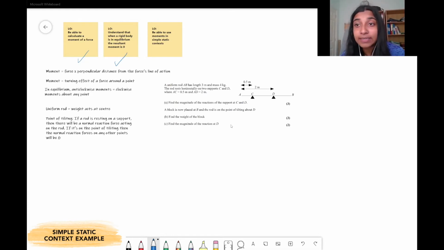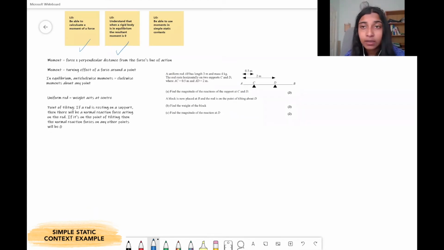Feel free to attempt it yourself if you want to. So we have a uniform rod AB of length 3 meters and mass 4 kilograms. The rod rests horizontally on 2 supports C and D, where AC equals 0.5 meters and AD equals 2 meters. So the first thing we want to do is find the magnitude of the reactions on the support at C and D. So if we start with part A, we want to find the magnitude of the reactions of the support at C and D.